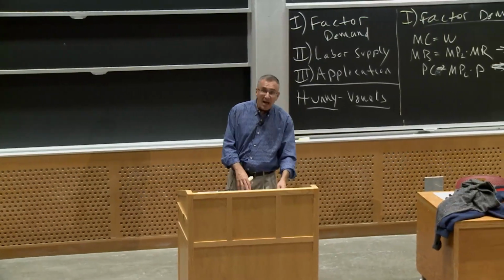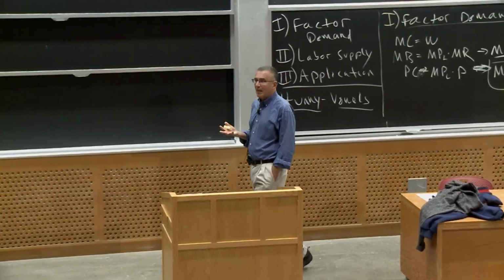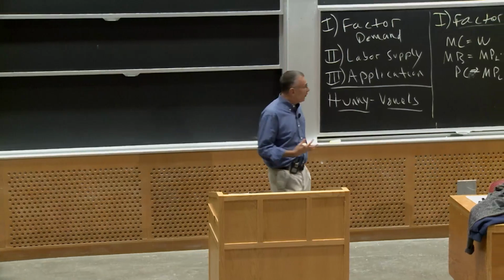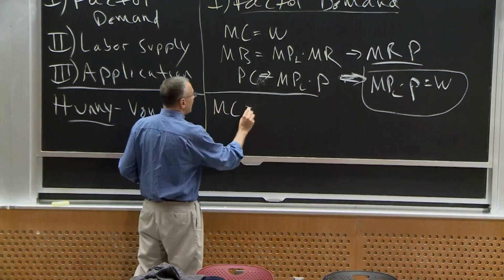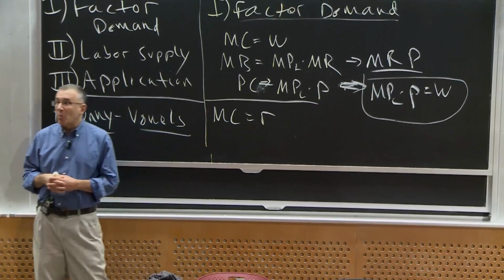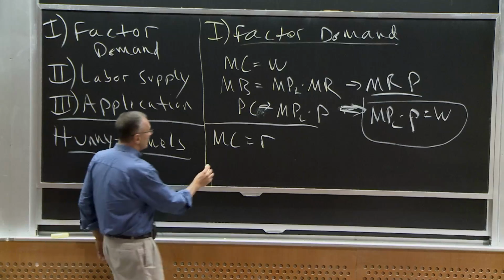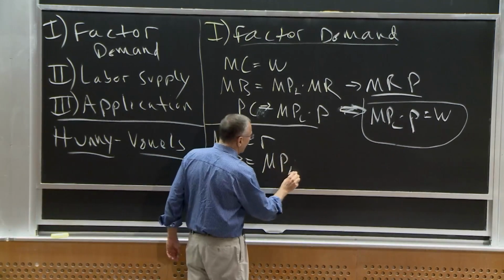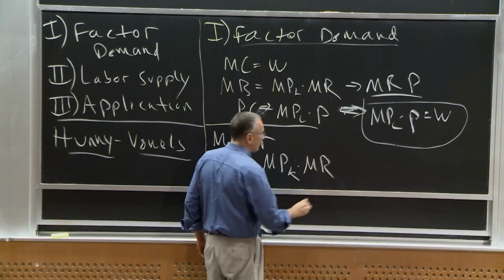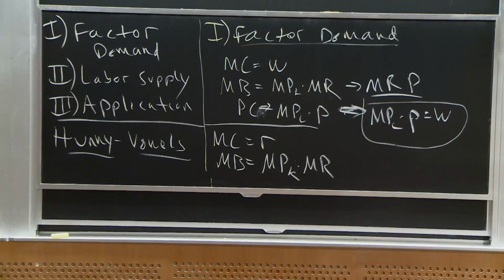All right. Now, that's labor demand. Capital demand looks exactly the same. The cost for capital, the marginal cost, is the rental rate, what it costs to rent a unit of capital. The marginal benefit is the marginal revenue product of capital, which is the marginal product of capital times marginal revenue. That's the benefit. Now, theoretically, we're done.